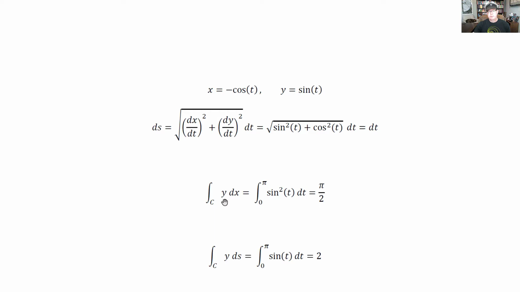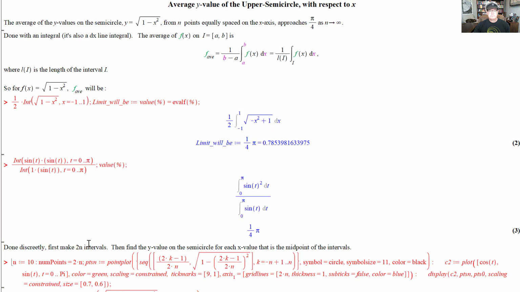And so the integral of y dx is y. And dx will be sine as well, so I get sine squared. And then that integral will be pi over 2. So I got pi over 2, and then the length of the interval is 2, which you would get by integrating just dx. You'll get that 2 there that way. So either way, we're going to get pi over 4.